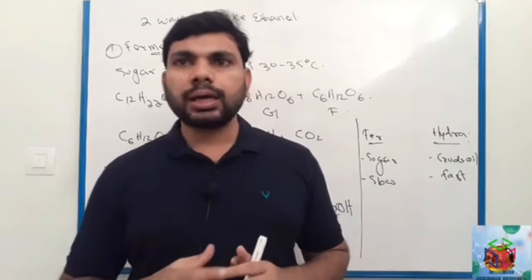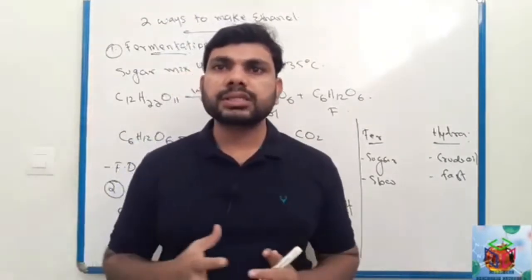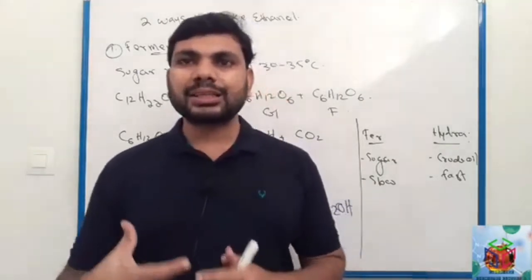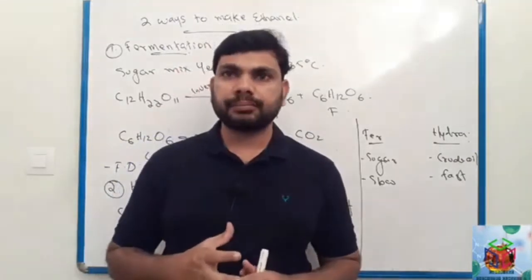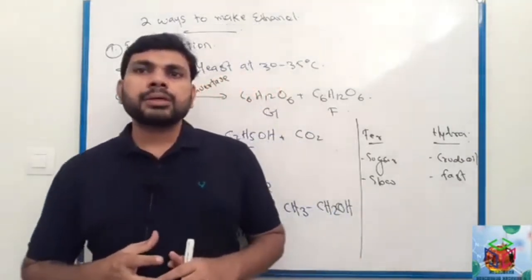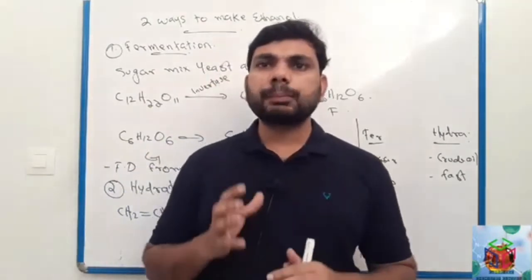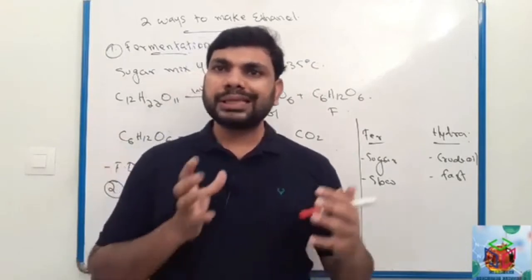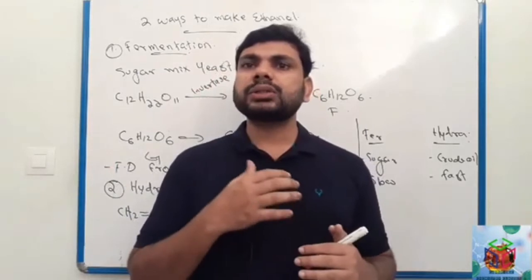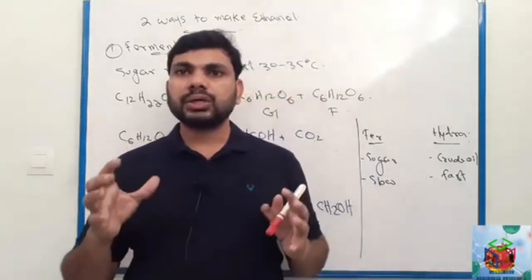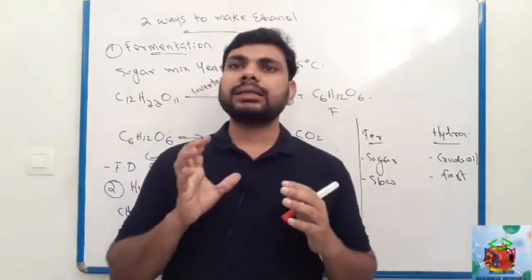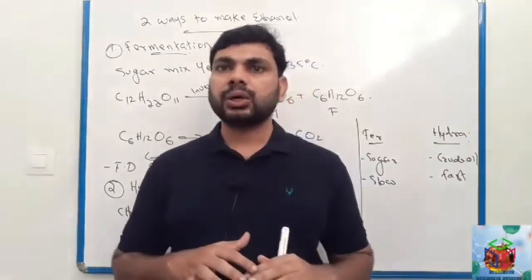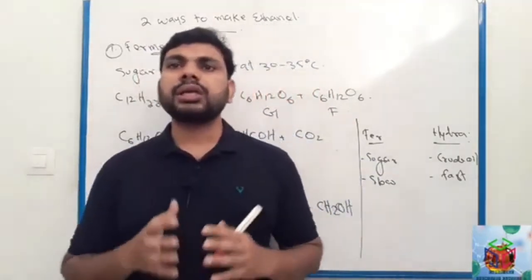So here we learned ethanol. We discussed ethanol and its uses. Next we have to discuss 2 methods to prepare alcohol, 2 ways to produce ethanol. First one, fermentation. The first method to produce alcohol is fermentation. Fermentation means sugar is mixed with yeast and kept at 30 to 35 degrees Celsius. Then we will obtain ethanol.